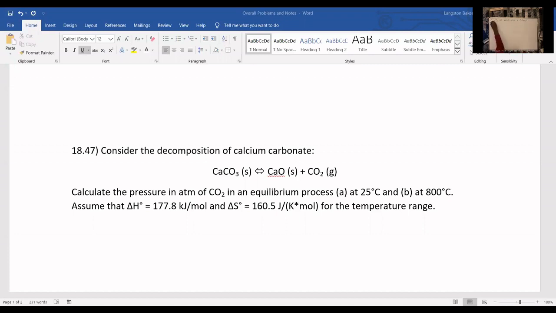It says delta H naught is 177.8 kilojoules per mole. Delta S naught is 160.5 joules per mole Kelvin. We want to know the partial pressure of CO2 at 25 degrees Celsius and 800 degrees Celsius.